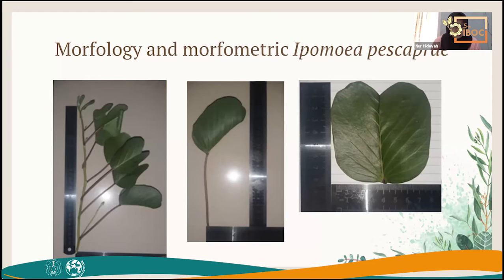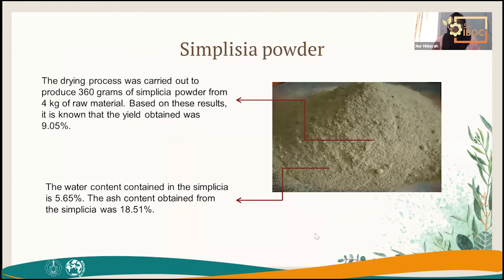The leaves used as the Simplicia are healthy and clean leaves. They are not contaminated with disease. We just pick the leaf to maintain the sustainability of the Ipomoea pes-caprae on the coast of Asam Doyong. And then this is the Simplicia powder. The Simplicia powder we get from 4 kilograms of fresh Ipomoea pes-caprae leaf, and we get 360 grams of Simplicia powder.